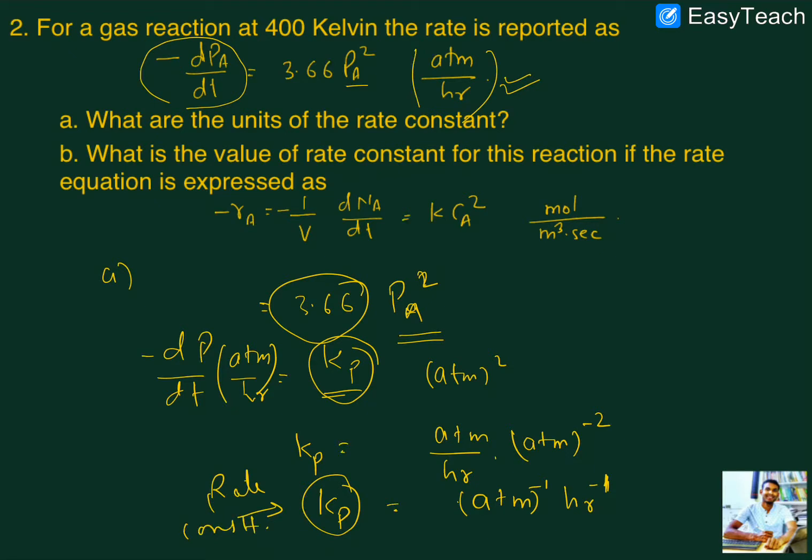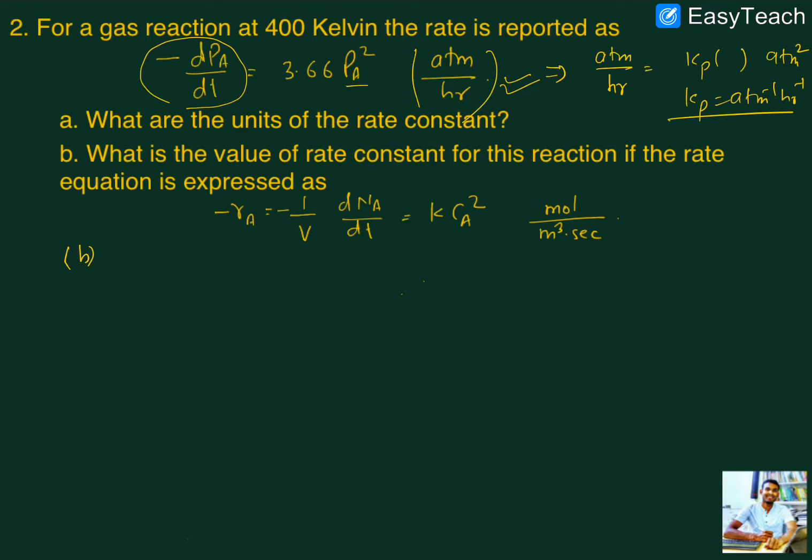Now what is the value of the rate constant for this reaction if the rate equation is expressed in terms of concentration? Here the rate expression is expressed in terms of partial pressure. Now it is converted to concentration, and the unit is like this. So what is the value of the rate constant? We have to find the value of k using this equation when partial pressure is converted to concentration.